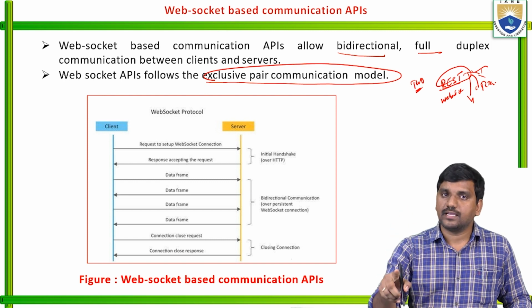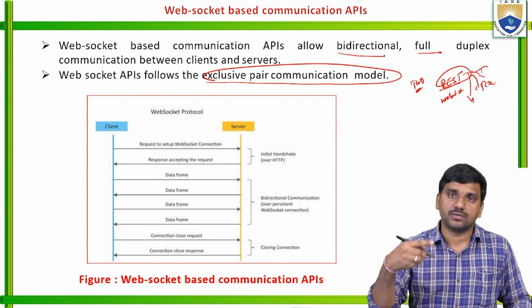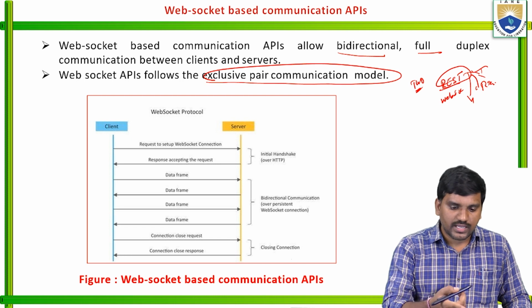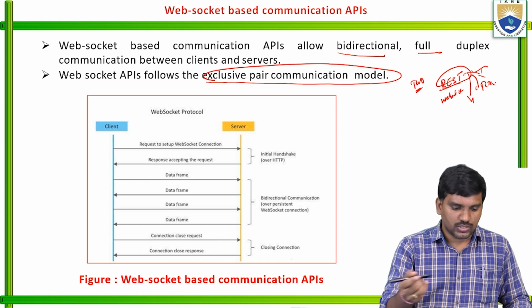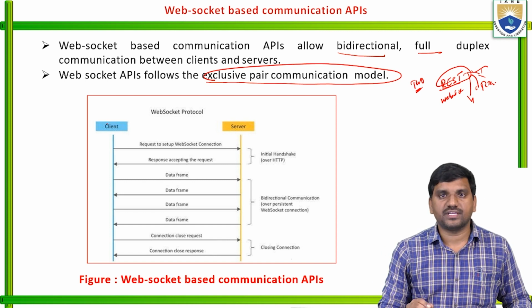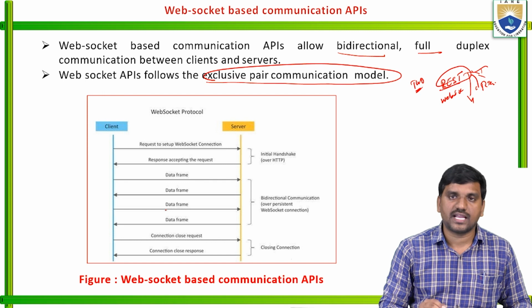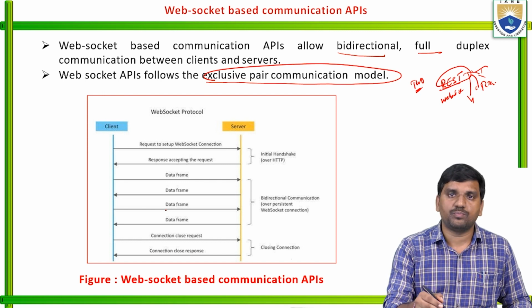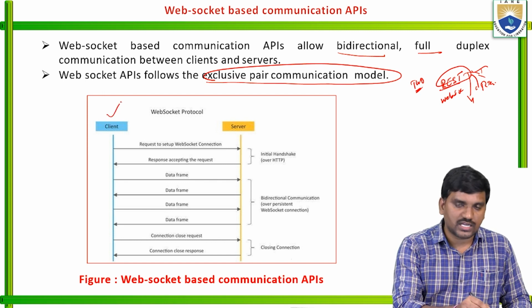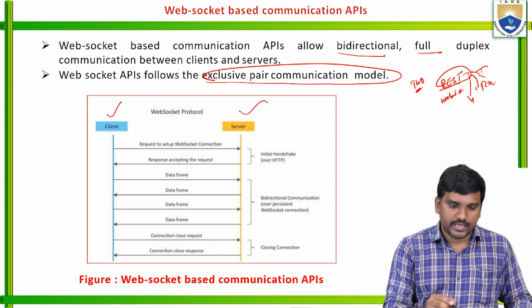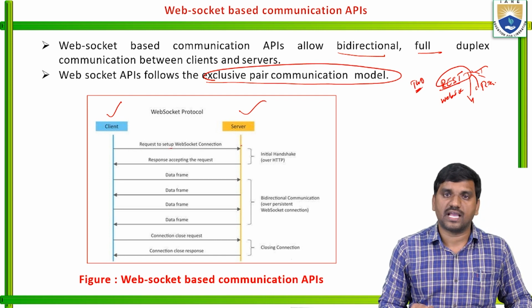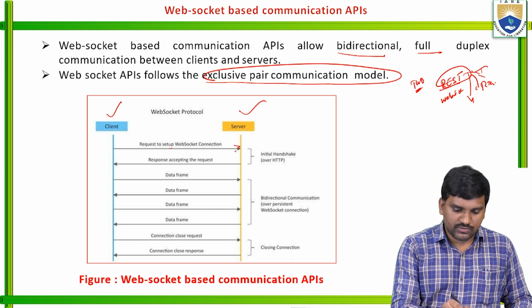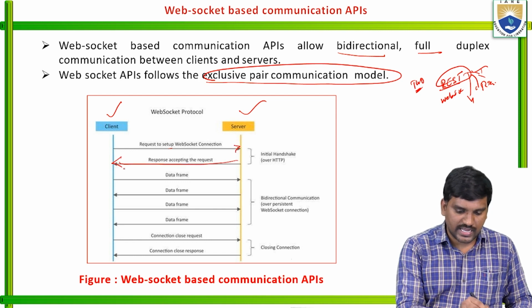A communication API can use a communication model. So here the WebSocket communication API can use the exclusive pair communication model. In the exclusive pair communication model, the same block diagram applies. Here it is a client, and it is a server. It can request to set up a WebSocket connection. Request is sent, and a response is sent back.